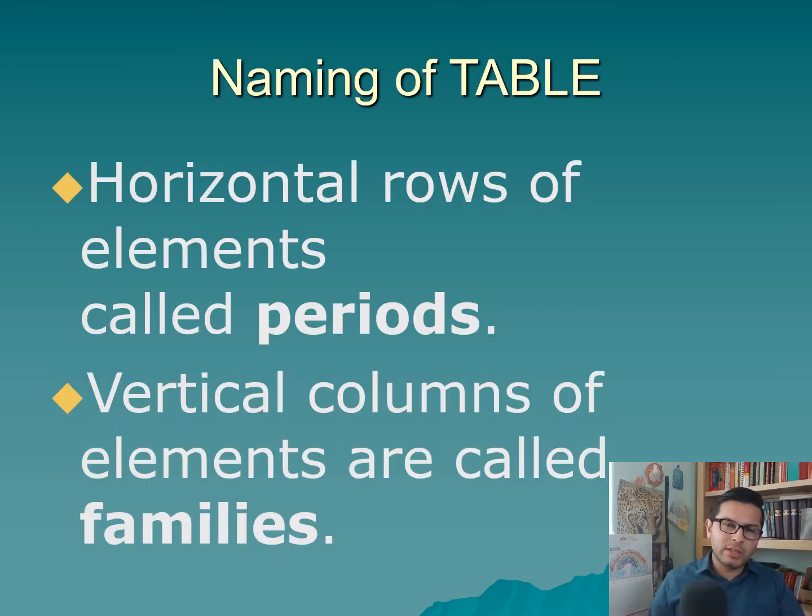We have a periodic table of elements, and I want you to take a look at it while we talk about this. We're going to have horizontal rows, meaning going left to right, and we're going to have vertical columns. These have special names. Horizontal rows are called periods. So if I'm ever talking about a period, I'm talking about a horizontal row of elements. If I'm ever talking about a family, I'm talking about a vertical row of elements.